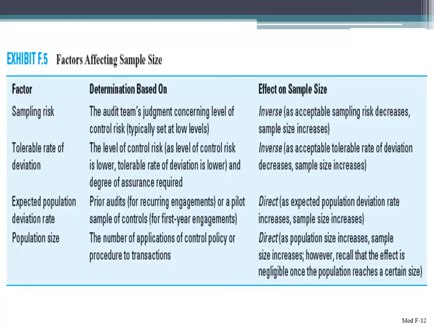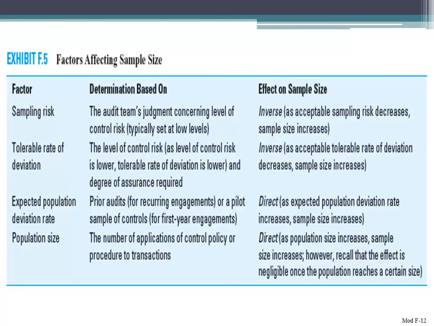Any questions? So you can't just assume that because the client has 500,000 items, that means that I have to look at even more transactions, right? Because you're going to set the number of transactions, and you'll see this when you're looking at the tables, based on your sampling risk, your tolerable rate of deviation, and your expected population deviation rate. That's really going to drive what your sample size is going to be, right?